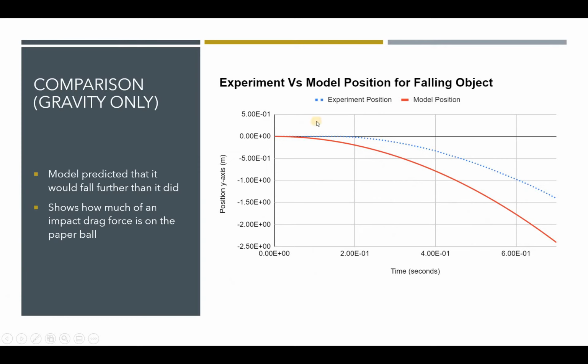This is going to be our model, experiment versus model on the graph. So the model predicted that it would fall further than it did. So this is the model and this is our experiment. As you can tell, there's a large gap between each. And this shows how much of an impact drag force has on the paper ball. So drag force is making the ball go down slower.